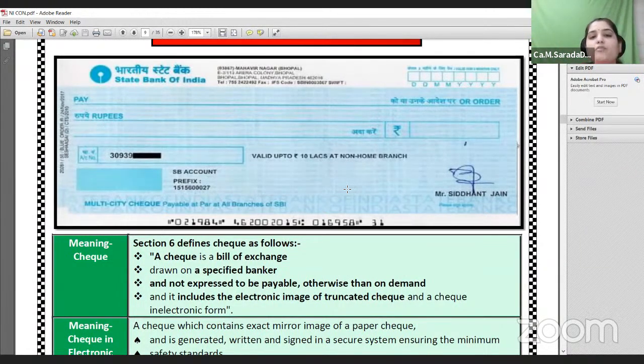The drawer is the person who has to make the payment, therefore a principal debtor, and is making payment through the bank, that is by using a check. The bank which is making payment, the paying banker on behalf of the drawer, is called the drawee. The person who will receive the check and encash the money, the creditor for whom the payment has to be made, is called the payee. Okay. So these are the very, very important points relating to negotiable instruments in case of a check.